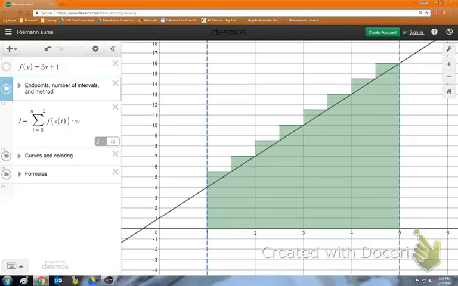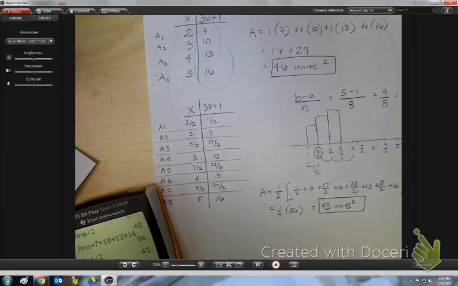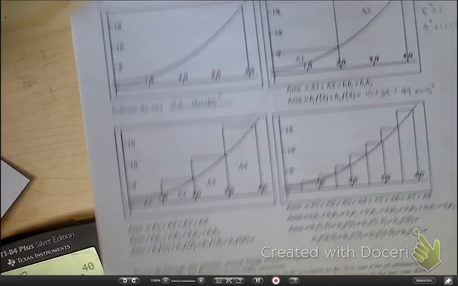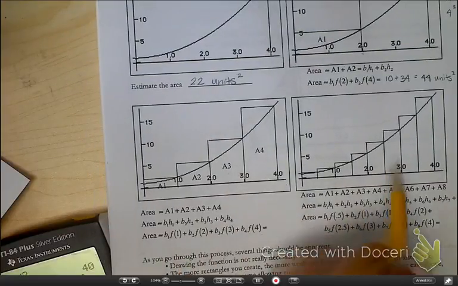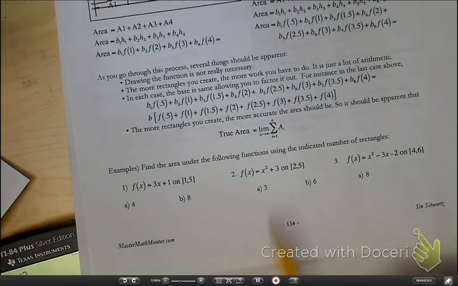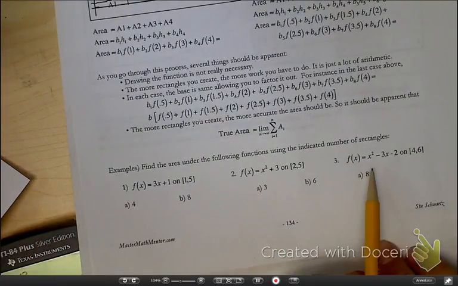So I want you guys to finish these two, all right? And then I want you to do number 2 down here at the bottom as well as number 3 right here, and then turn that in tomorrow.